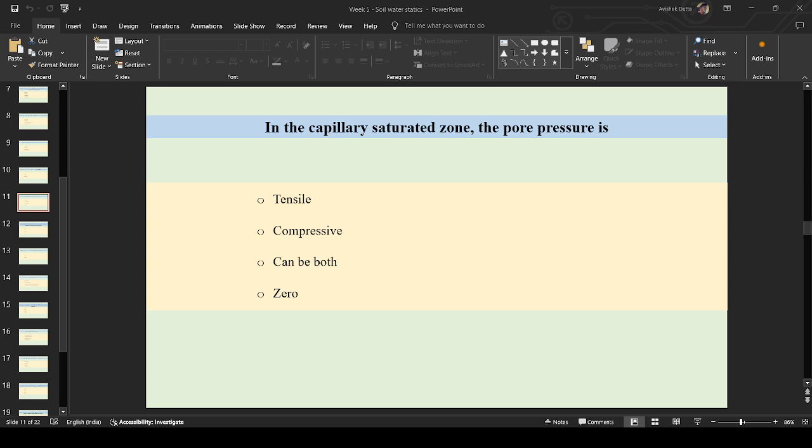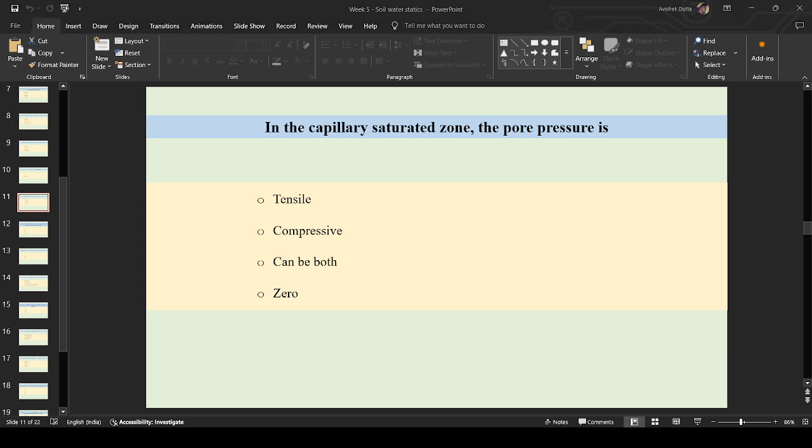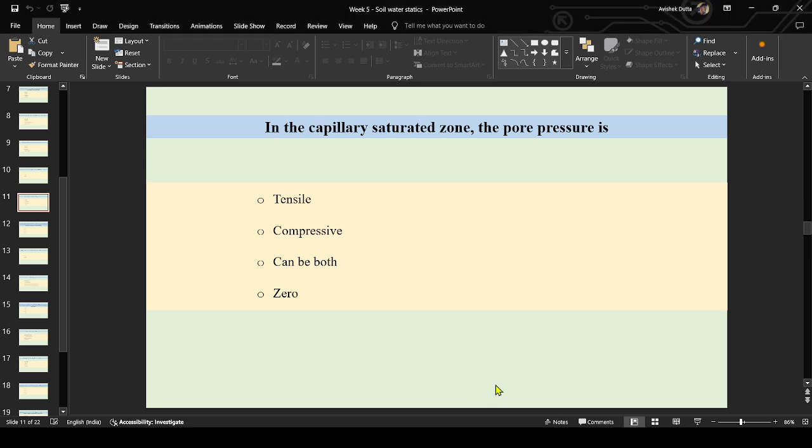I repeat, in the capillary saturated zone, the pore pressure is. The options are tensile, compressive, can be both, or zero. Okay. Next question.